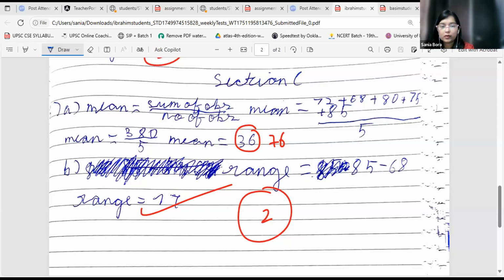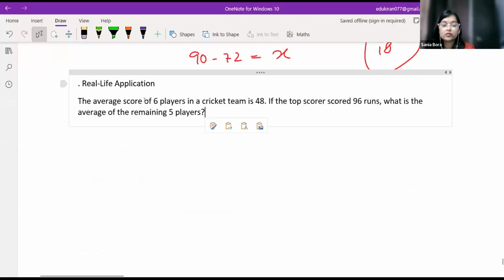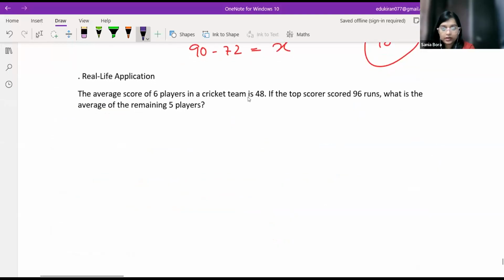No. Okay. So I'll just solve this quickly. You people can see my screen, right? Oh, sorry. You can see the previous. Okay, so I'll just paste the question here. The question was this: the average score of 6 players in a cricket team is 48, right? If the top scorer scored 96 runs, what is the average of the remaining 5? Clear?